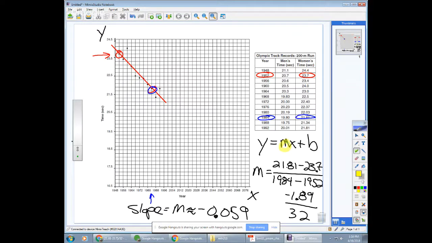Next, we got to find b. 2 ways to do that. The easiest way is to plug in things we know. For example, we know m. We also know an x value and a y value. We could either go with this x and y or that x and y. And we can backtrack and find b. So right now, I think I'll go with the 1984 one.